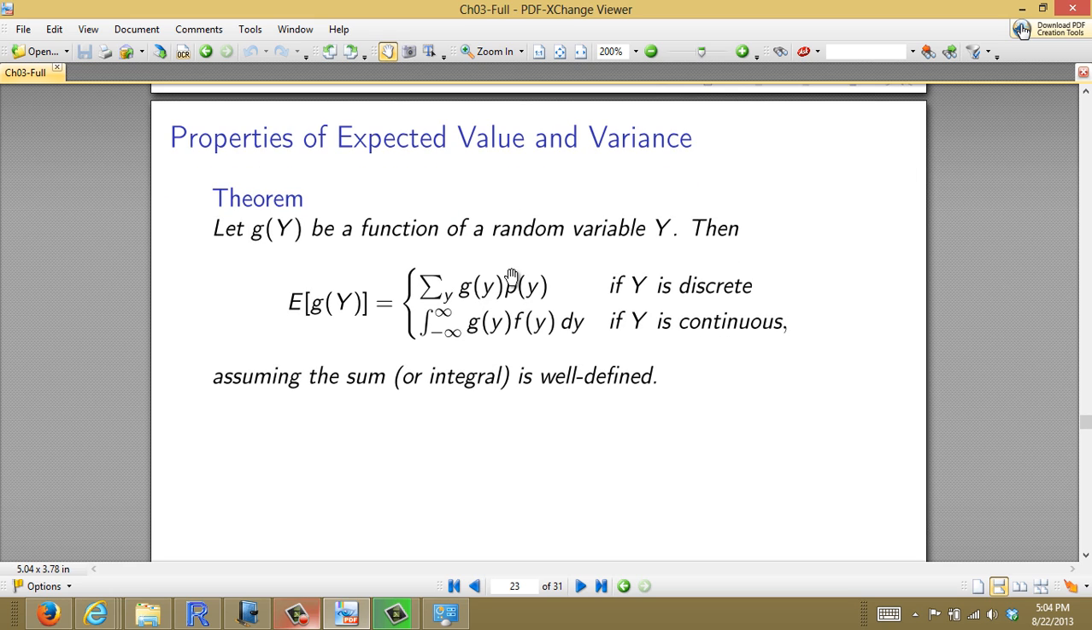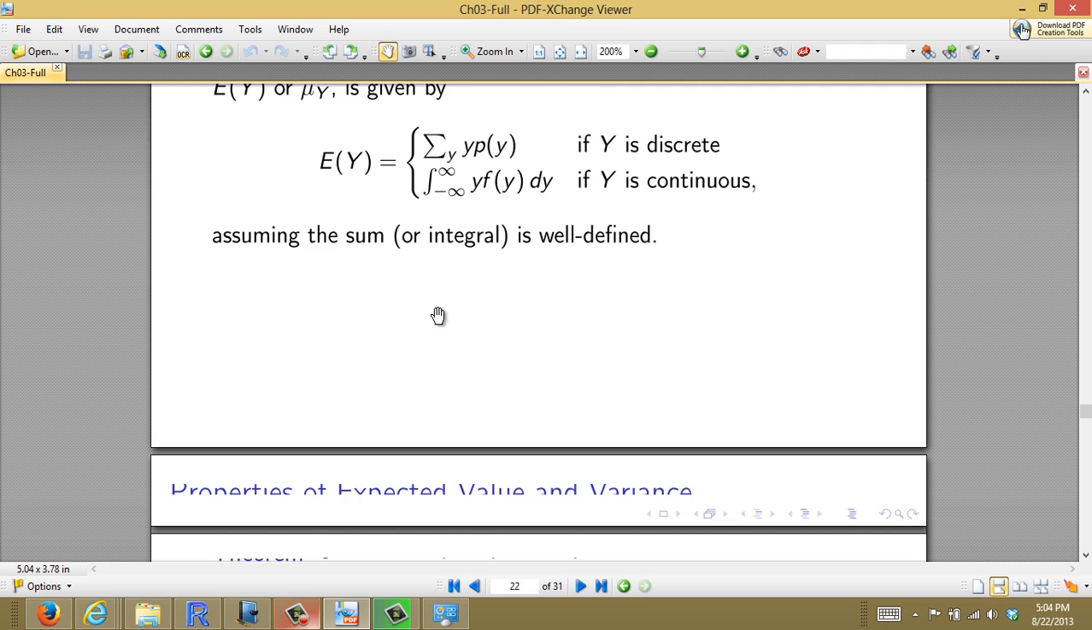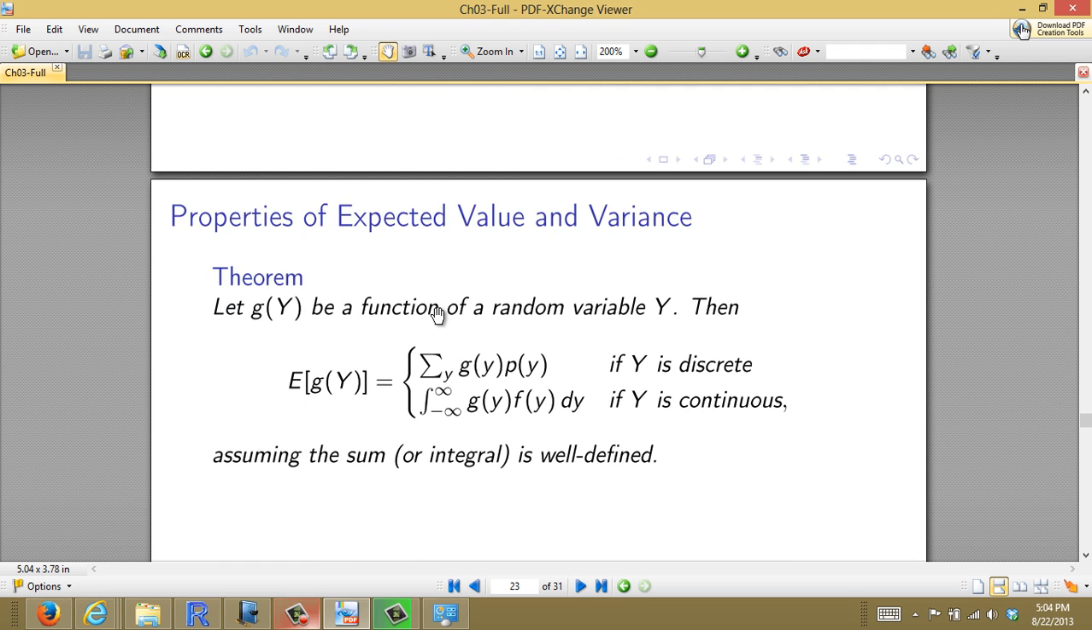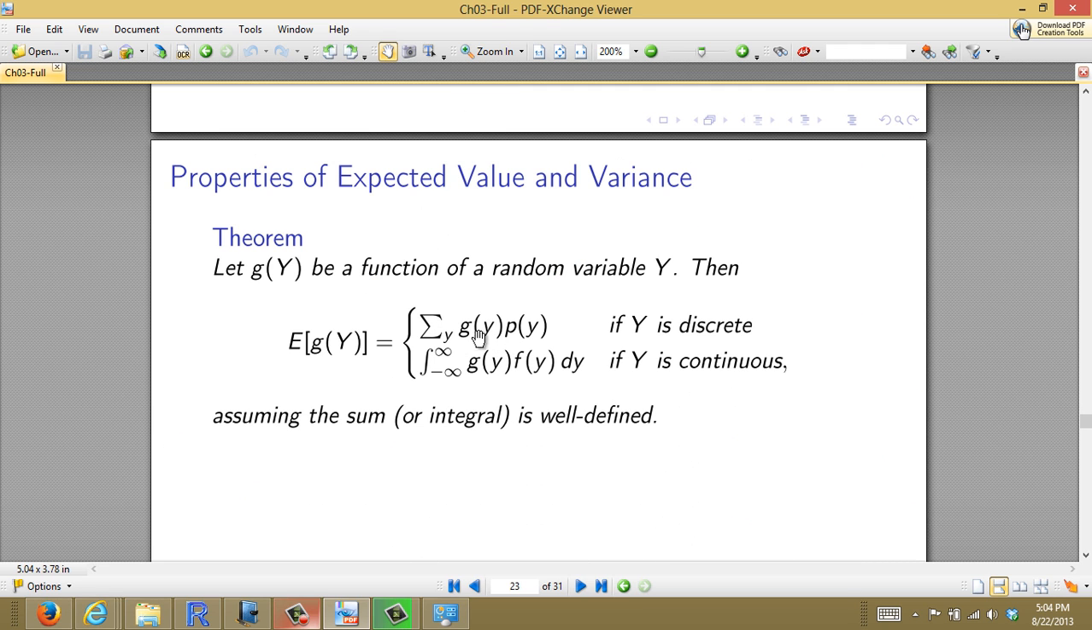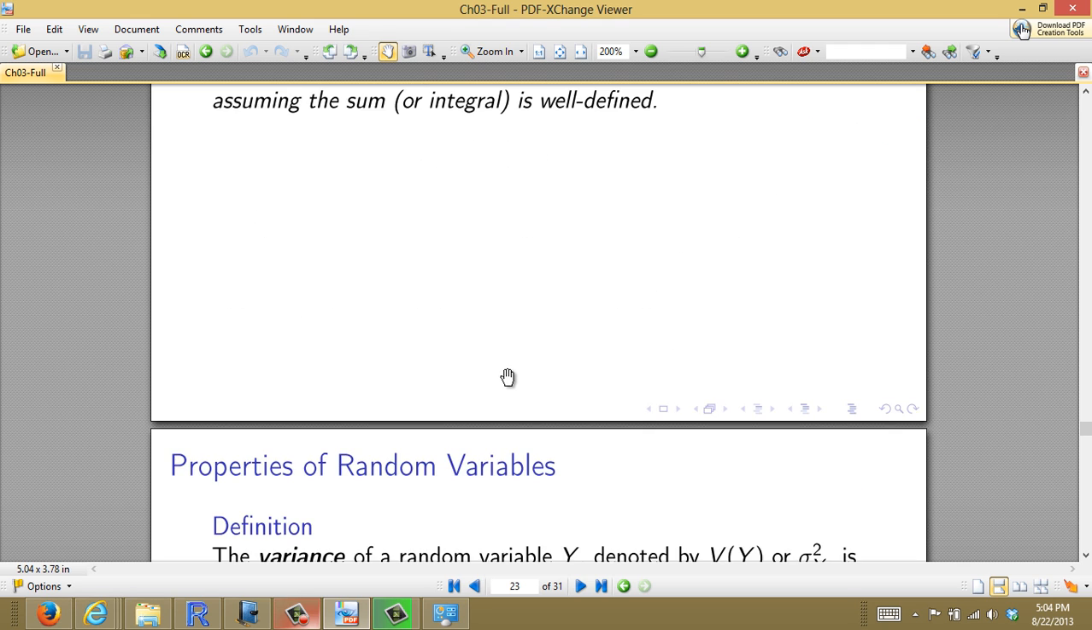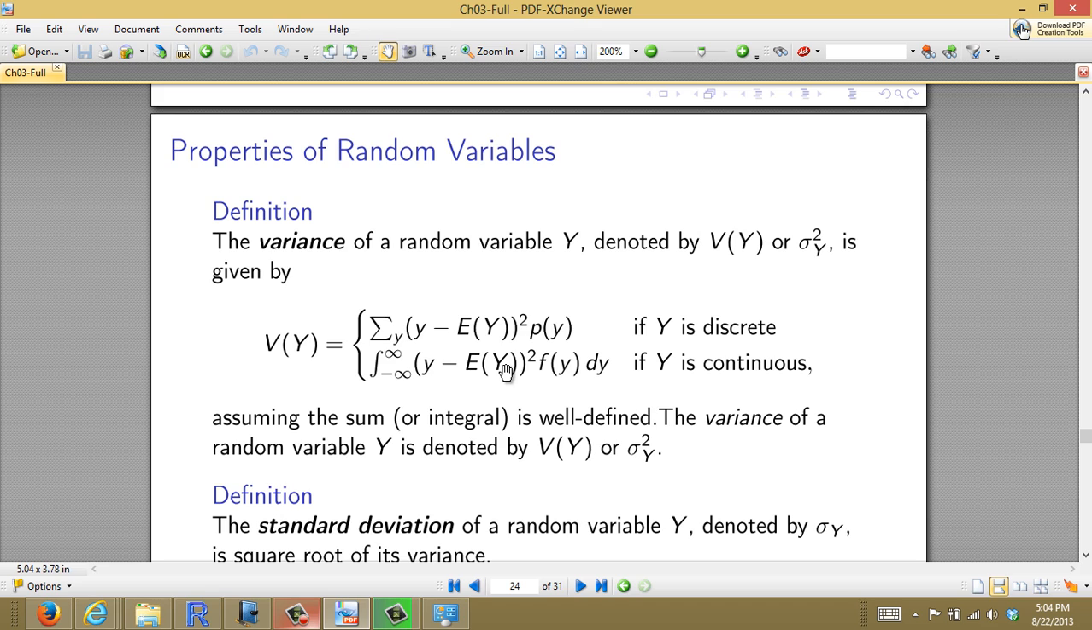A theorem related to expected value is that if you want to define the expected value of a function of a random variable, you can use the exact same formulas that we saw on the previous slide, except that you replace y with a function of y. The calculation of the expected value works the same way whether it's a discrete or continuous random variable. And a specific example of the expected value of a function is in fact the variance.